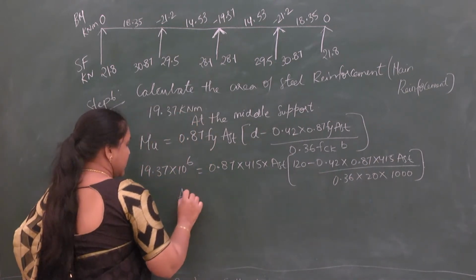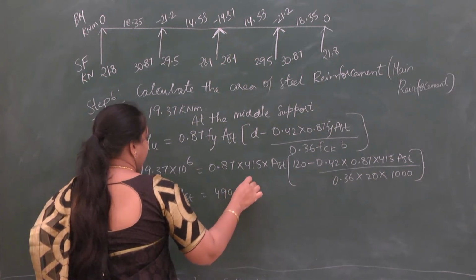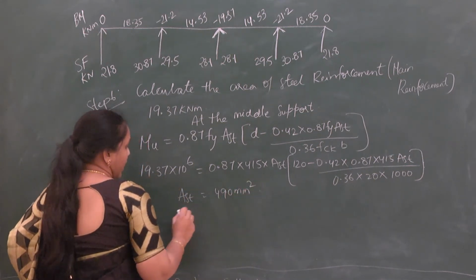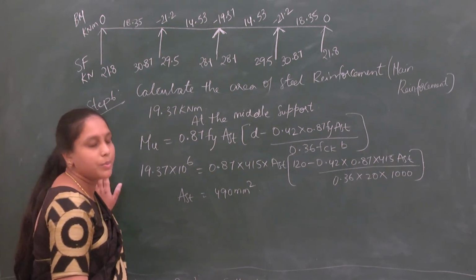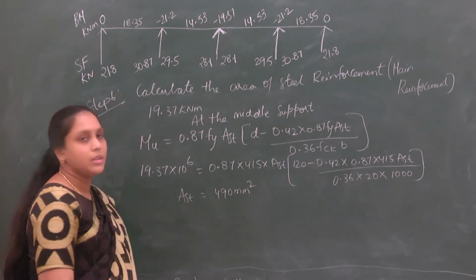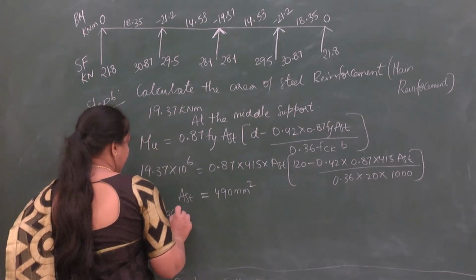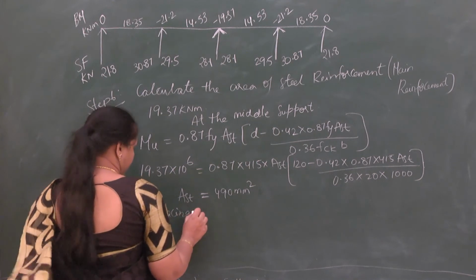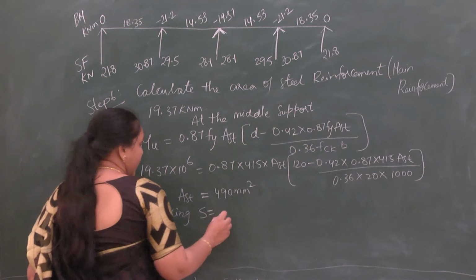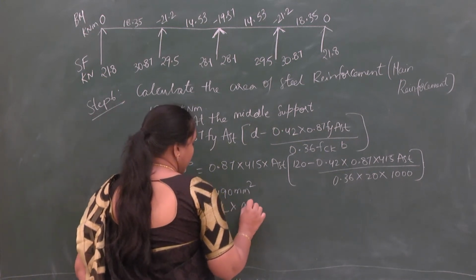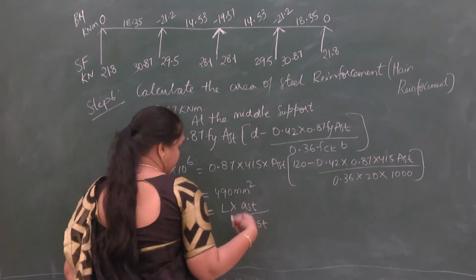If you solve this, you get a value of AST as 490 mm square. So the area of steel required for carrying this particular bending moment is 490 mm square. Now what do we have to calculate next? We have to calculate the spacing. The spacing can be calculated by L into small AST divided by capital AST.